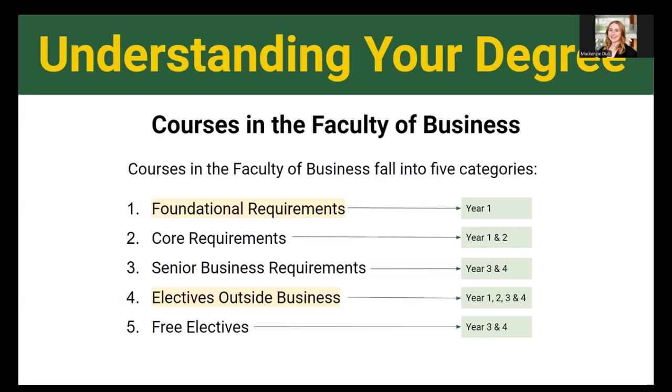We also have senior business requirements, which are completed in years 3 and 4, and are courses offered at the 300 and 400 level by the Faculty of Business, required for a student's major. There are also electives outside of business, which are completed through all 4 years of a degree program, and they are courses offered by the University of Alberta in any faculty except business. On the other hand, there are also free electives. These are completed during years 3 and 4, and they are any course offered by the University of Alberta in any faculty, including business.